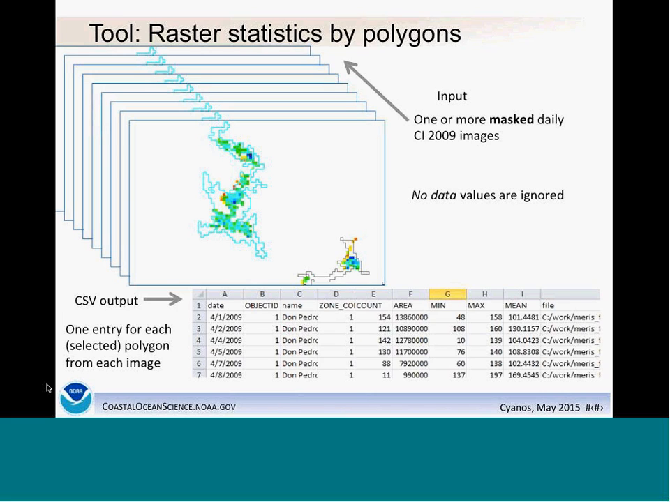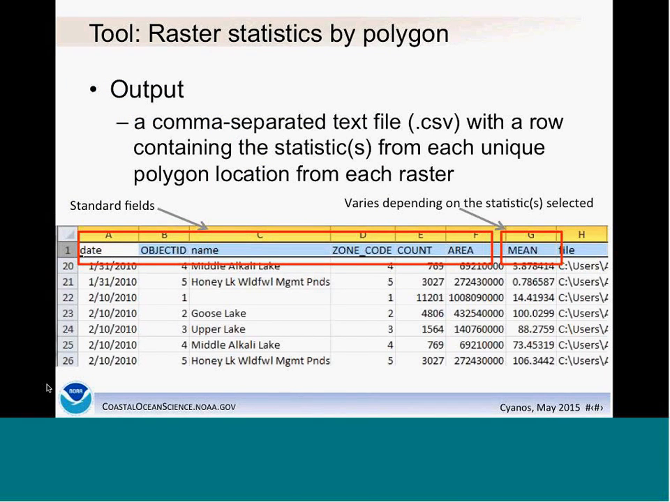So the other tools, the way it's being implemented, is what you're going to get for each zone with information. This information will be the same up front, and then depending on what statistic you select, it goes along with the file. You have the file name again, which is telling you what raster that came from.